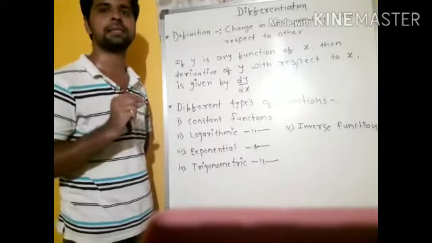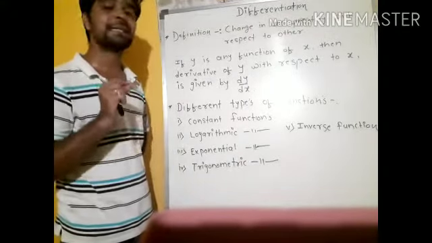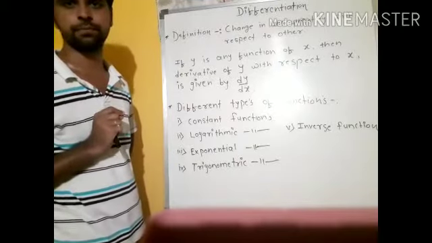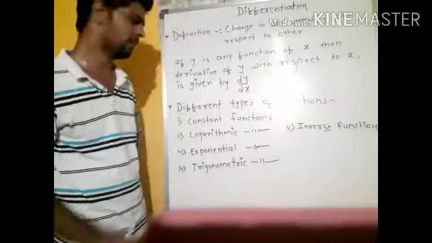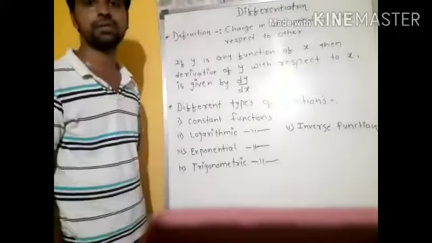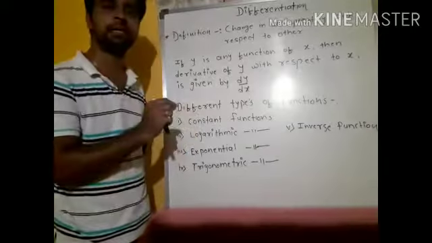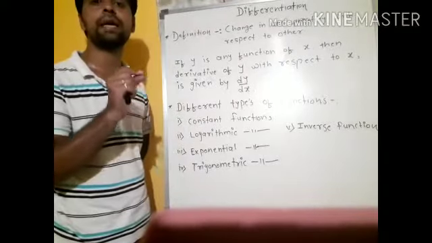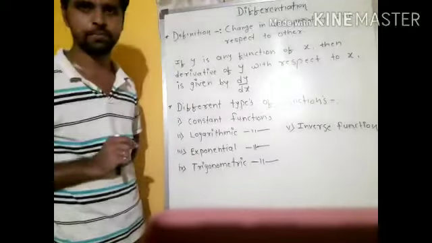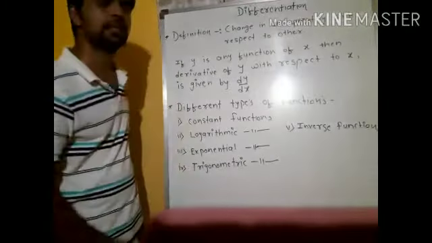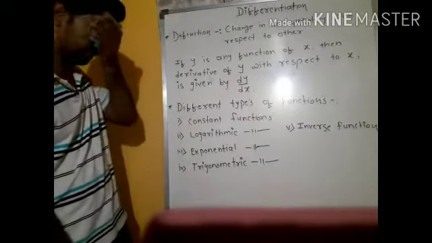Getting? Now we have different types of functions here, and we have to find out their derivatives also. Now let's see one by one what types of functions we have. The first function is the constant function. What is this constant function? Constant function means the function in which there is no variable like x, y or any other variable. Those functions are known as constant functions.